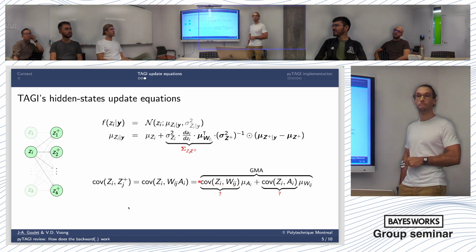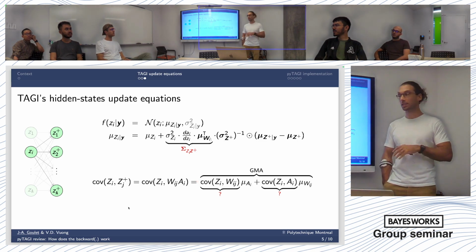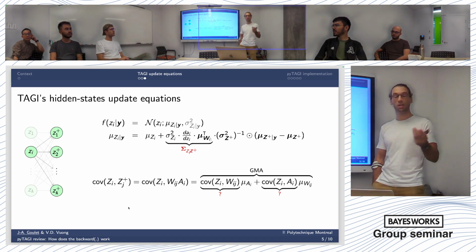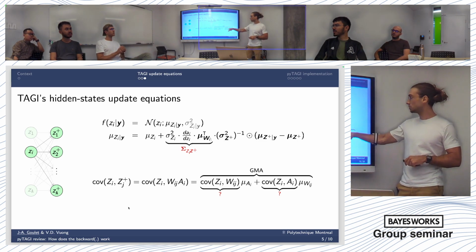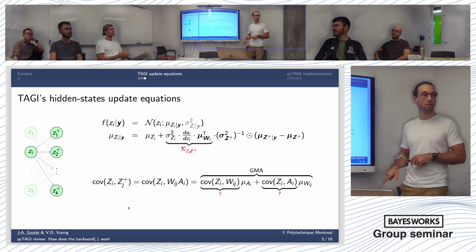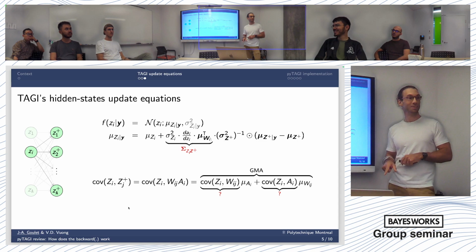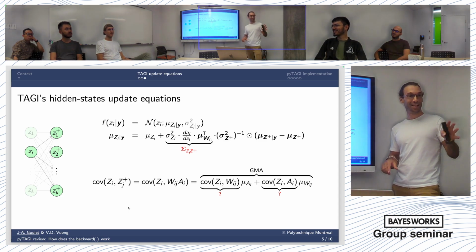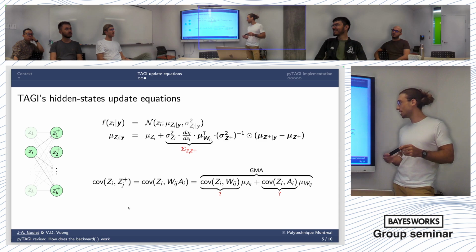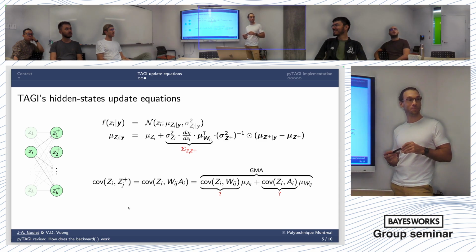Covariance of Zi and Wij. What do we have? Zero, because we assume in TAGI that the weights are independent from the hidden units. So we're going to get zero. Covariance between Zi and Ai. Phi, the CDF. Almost. You're on the right track, but it's not exactly it.